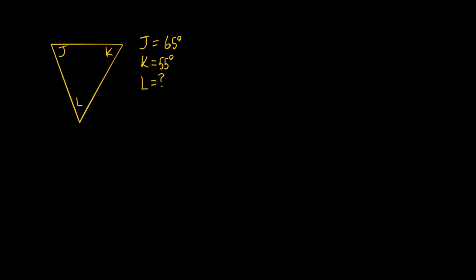All right, so what we're given here is J is 65 degrees, K is 55 degrees, and these are both going to be acute angles. So we did solve for angle L now. Well, this could be done by the formula 180 degrees is equal to J plus K plus L. And at this point, you probably have this formula memorized.